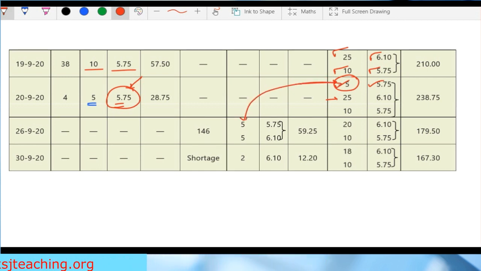Then issue requisition is there in 26. Then remaining will be issued from 25 units and the remaining units will take. Right?